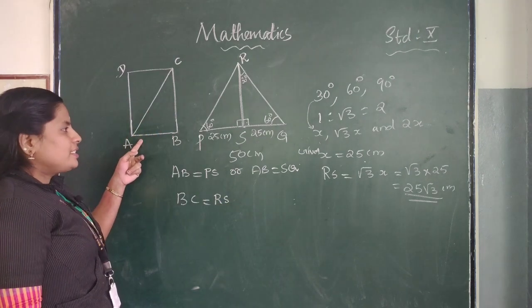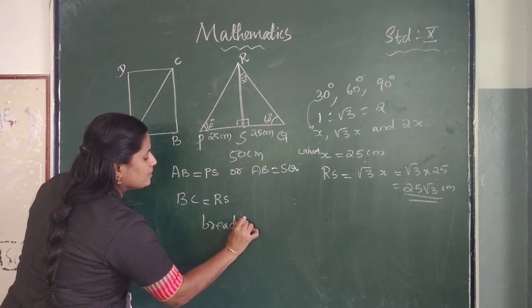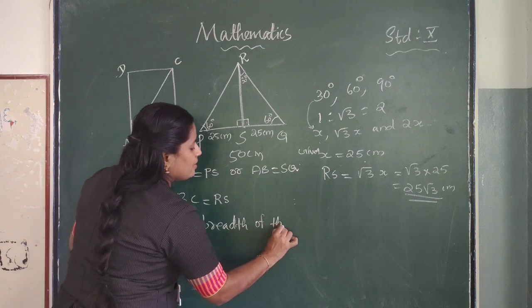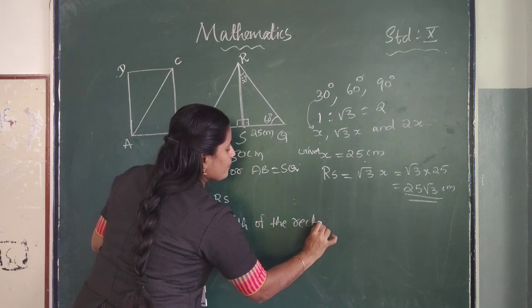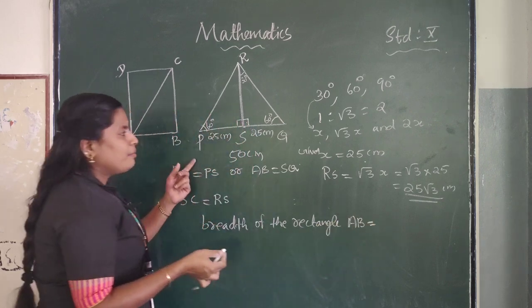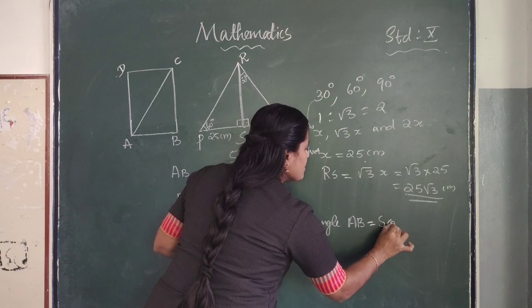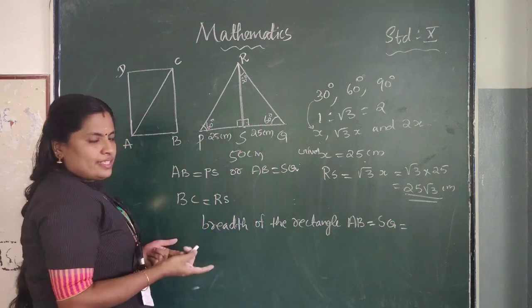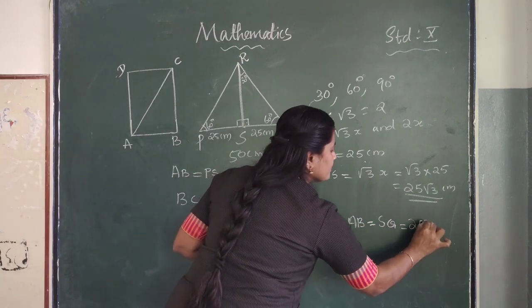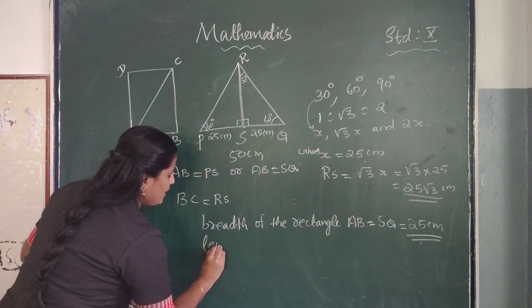The breadth of the rectangle, that is AB equal to SQ, that is 25 centimeter. Okay, then length of the rectangle.